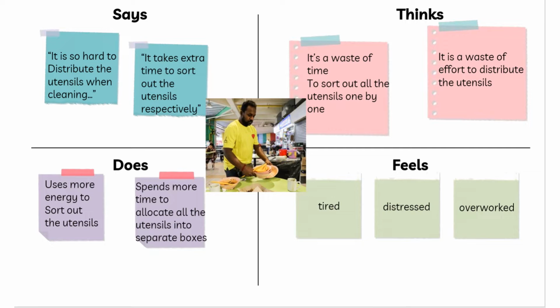In the persona of a cleaner, these are some of the things that they may say, think, do, and feel. For example, some of the things that they might say: it is so hard to distribute the utensils when cleaning, or it takes extra time to sort out the utensils respectively. Their mindset: they would think that it's a waste of time to sort out all the utensils one by one, or it is a waste of effort to distribute the utensils. And some of the things that they might do, like they might use more energy to sort out the utensils. They might spend more time to allocate all the utensils into separate boxes, and this leads them to feel rather tired, distressed, or overworked.